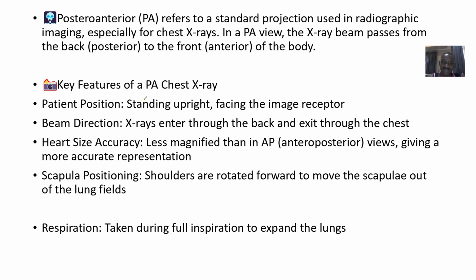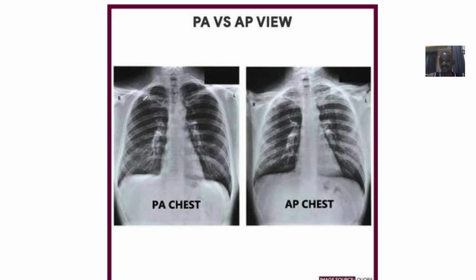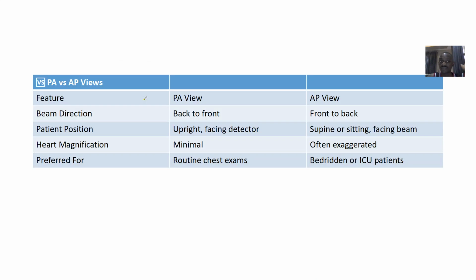Scapular position: the shoulders are rotated forward to move the scapulae out of the lung field. Respiration: you take in full inspiration to expand the lungs and the chest as a whole before they take the x-rays. You understand? So this is the posterior anterior view, then the anterior posterior view.